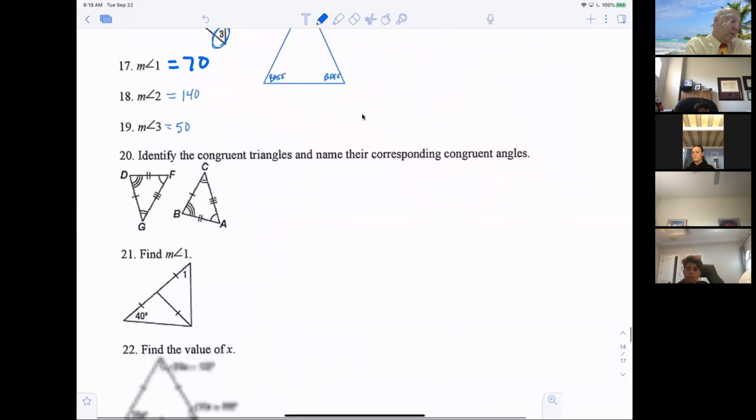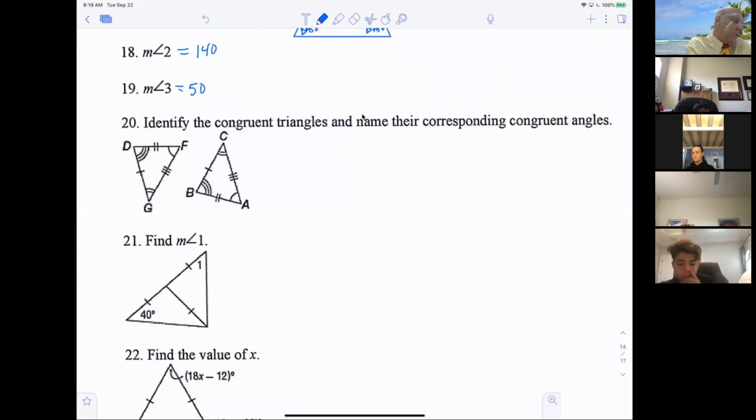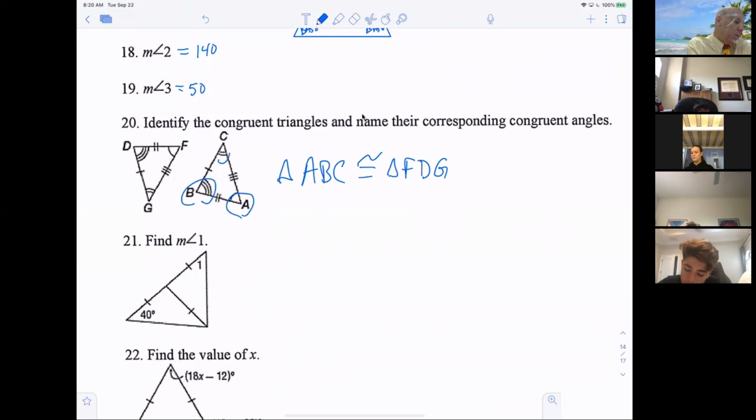Okay, identify the congruent triangles. All right, so we have to write the congruent statement. So let's go alphabetical order. ABC, triangle ABC is congruent to what? F, D, G. Is that correct? Now, I like to say there's 1, 3, 2. 1, 3, 2. And now name their corresponding angles.